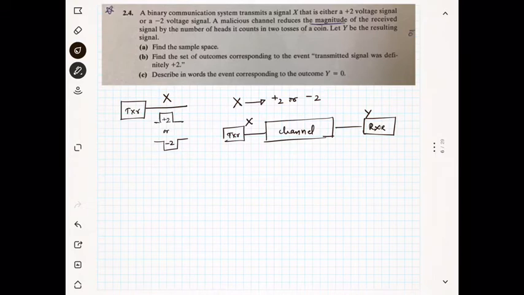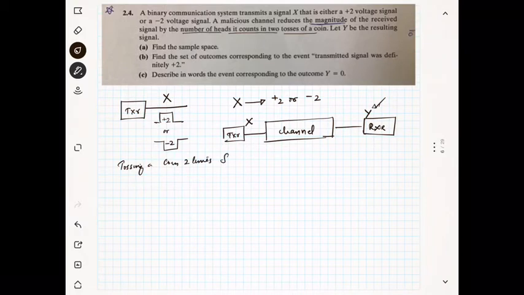Now the magnitude of the received signal Y has a characteristic. The malicious channel will reduce the magnitude of the received signal by the number of heads it counts in 2 tosses of a coin. That means if you toss a coin 2 times, then for the sample space you may get tail in the first toss and tail in the second toss.